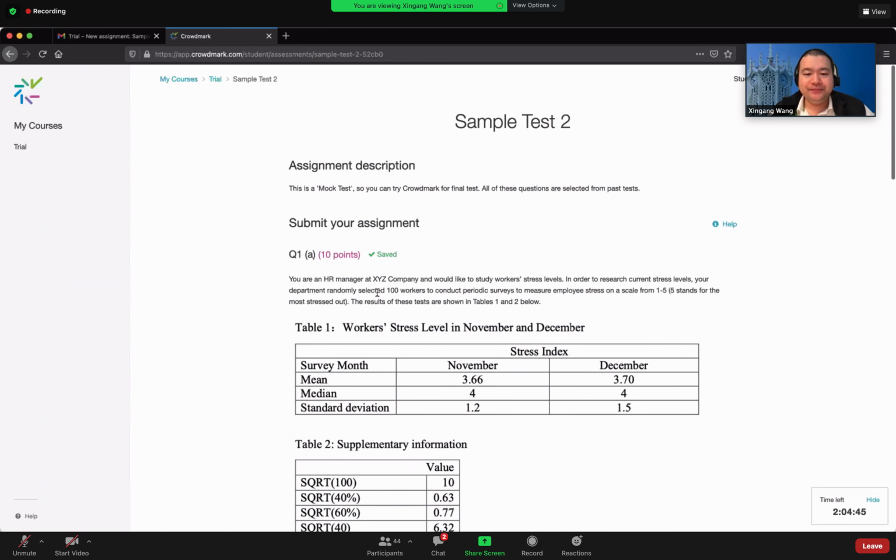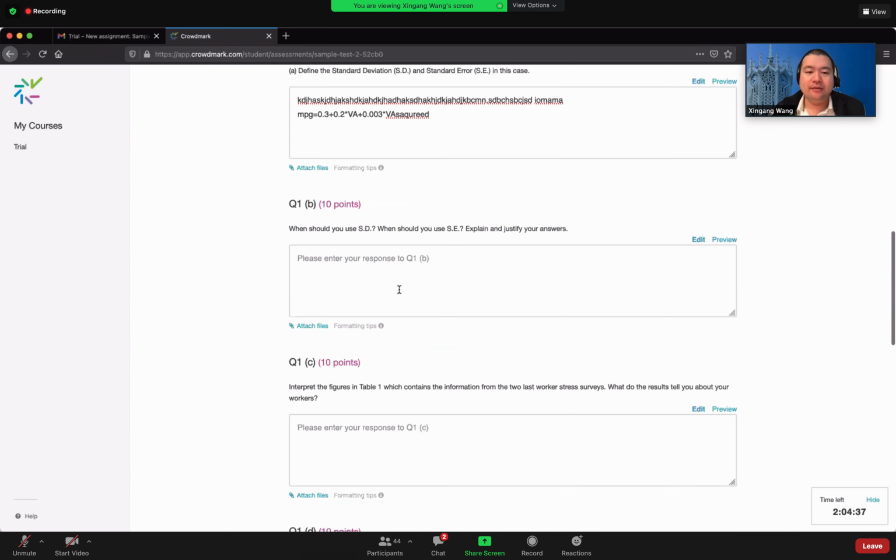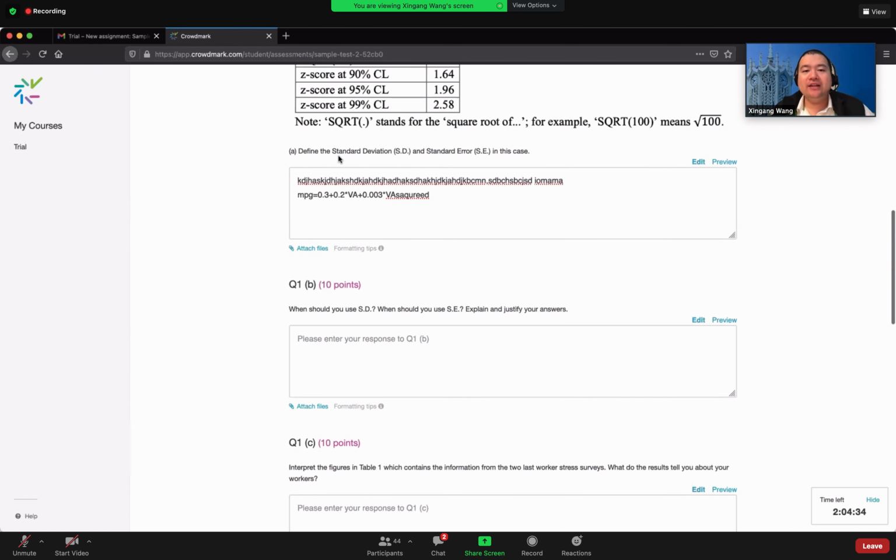By the way, here we have 100 workers. 100, as Sam said, is more than 30. So what does it mean? I'm not going to repeat it again. So here, define the standard deviation and the standard error. The standard deviation means how one individual is different from another on average, or from the sample average on average. The standard error shows how one group is different from another group on average. This is how we can interpret it.